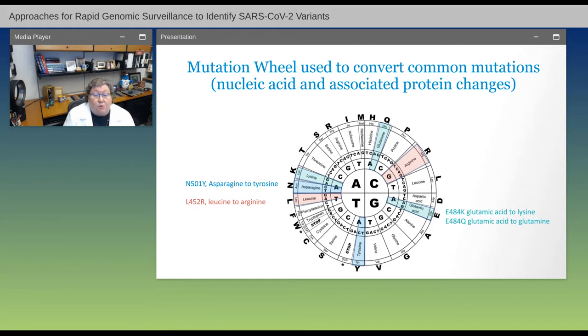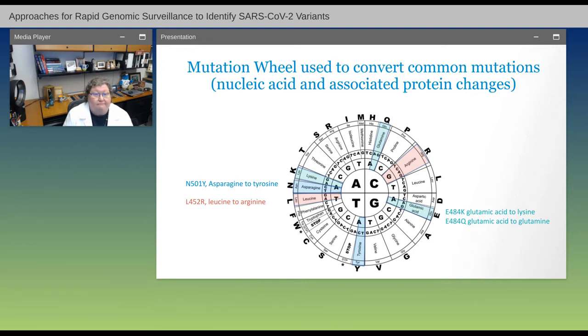So this is a way that you can look at the names that the CDC and the WHO give to the mutations. They're often based on one or more of these nomenclature standards.